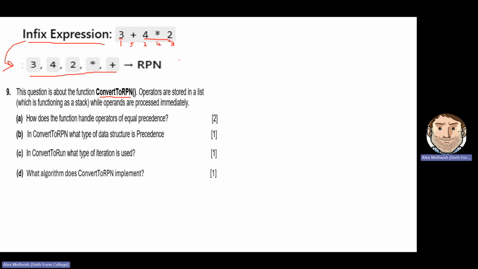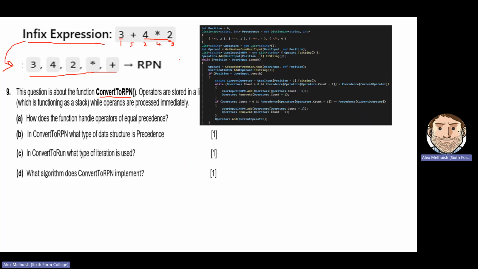So the algorithm that's doing that is here, the convert to RPN, and I think there's a couple of things in here that are worth pointing out. First, obviously, is the use of a dictionary. I think it's definitely worth you having a look at that and any past paper questions you can find as well, just to make sure you're happy with the key aspects of the dictionary data structure.